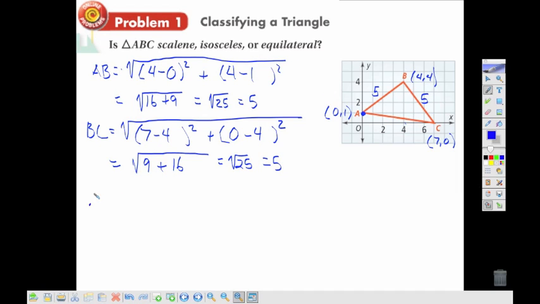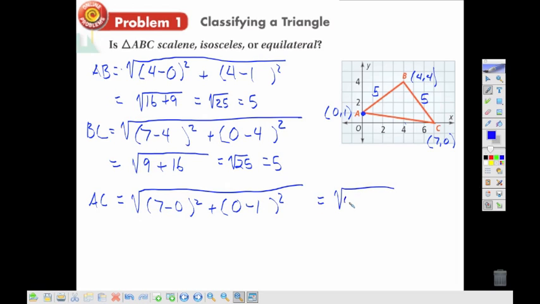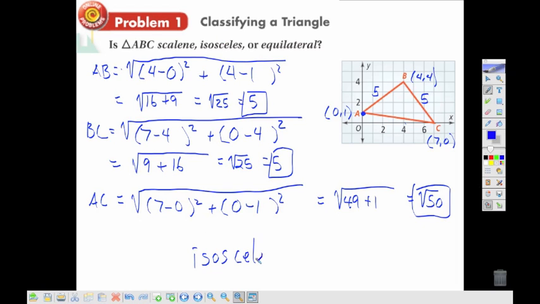Let's check for equilateral. And so we're looking at the third side, AC. Subtracting 7 minus 0 and 0 minus 1 is going to give us the square root of 7 squared, which is 49, plus 1, the square root of 50. I don't need to simplify this. This is enough to see that it is different than the other two. And so it's enough to say that we're dealing with an isosceles triangle.